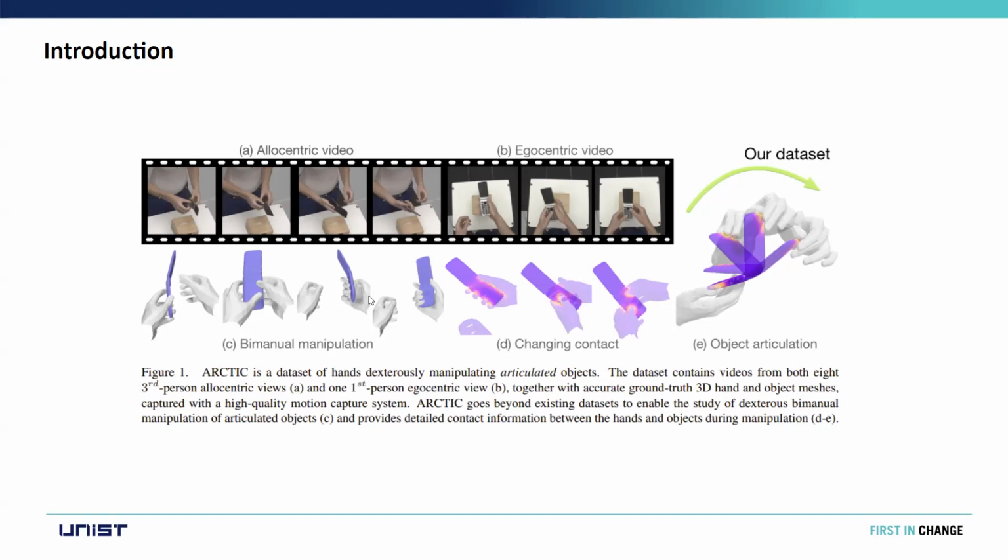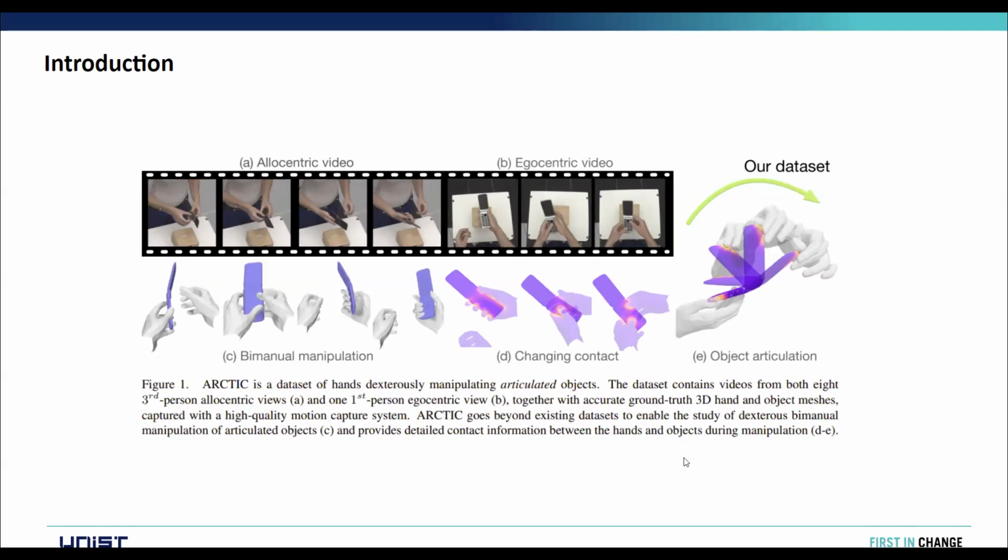So this represents the bimanual manipulation, which is reconstructed from a given video frame. They also have changing contact, which is the detailed contact information between the hand and the object during the manipulation. Finally, they also have object articulation, which means each object has different rigid bodies connected to each other so that a person can translate or rotate them for a given task.